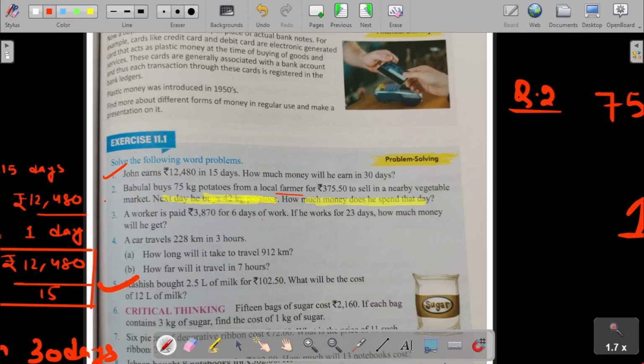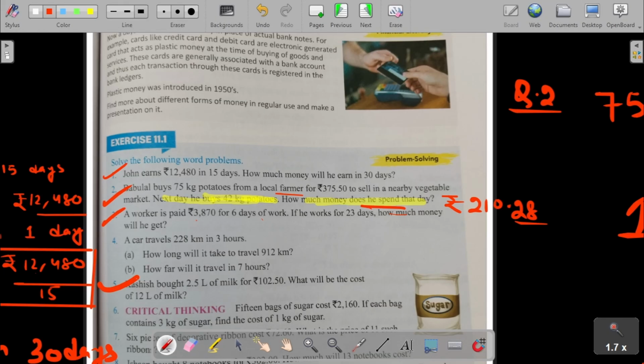So the answer of the next question is: how much money does he spend that day? That day he spends rupees 210.28. So 210 rupees and 28 paisa he spent that day. Okay, next, question number 3.